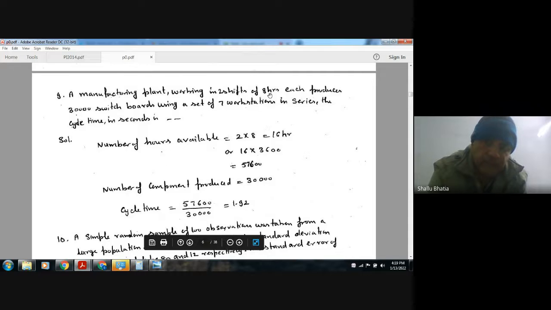a manufacturing plant working in two shifts of 8 hours each produces 30,000 switchboards using a set of 7 workstations in series. The cycle time in seconds is? So there are two shifts of 8 hours. Okay, so it means there are 16 hours, or there are 57,600 seconds.